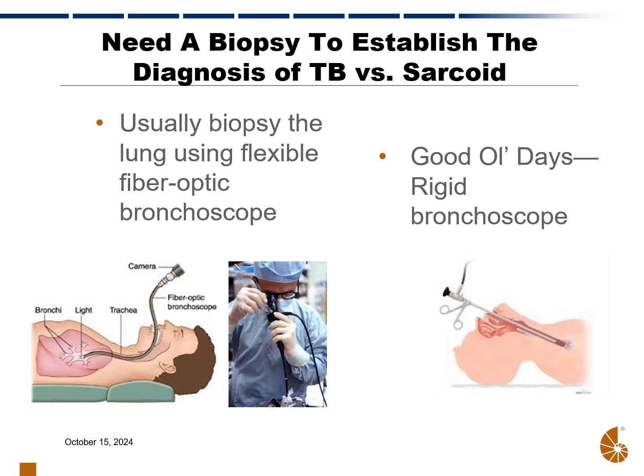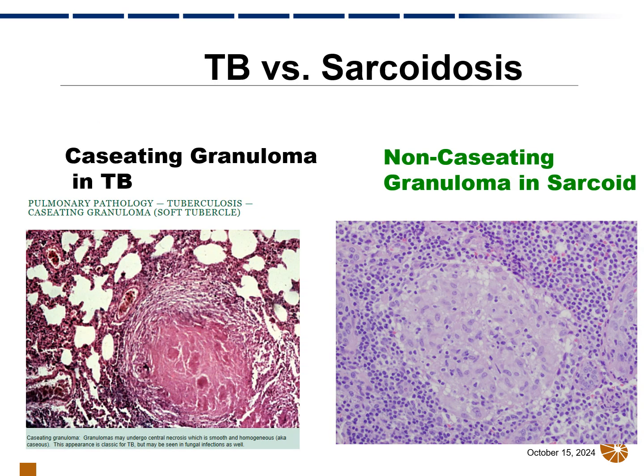In the good old days, the bronchoscope was actually rigid, so it was like swallowing a sword, and the doctor had to take a biopsy using that long, straight tube. People usually didn't come back for a second one of those.